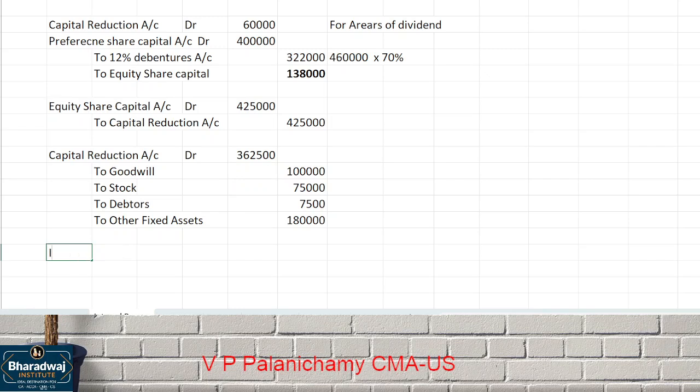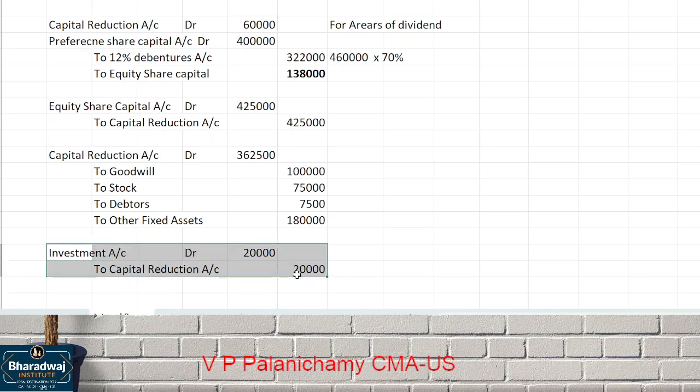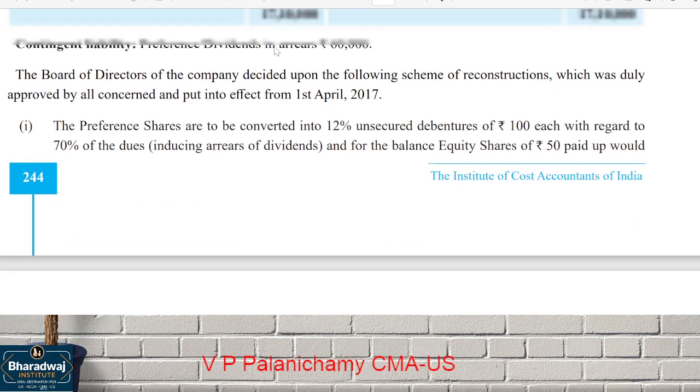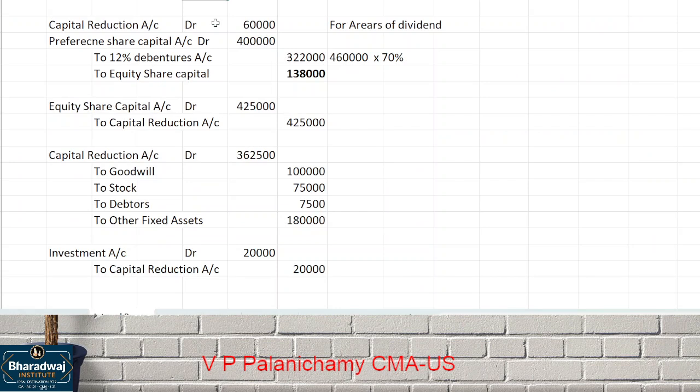Then the investment value goes up. Investment account debit to which account? Capital reduction account. Book value 40,000 revised to 60,000. 20,000 from 40,000 to 60,000. There is an increase in investments by how much? 20,000. Right? All these internal reconstructions happen on what date? 1st April 2017.